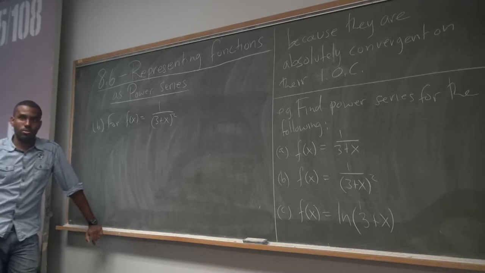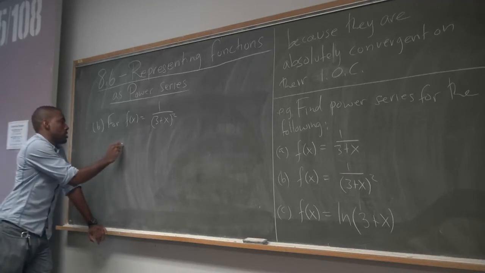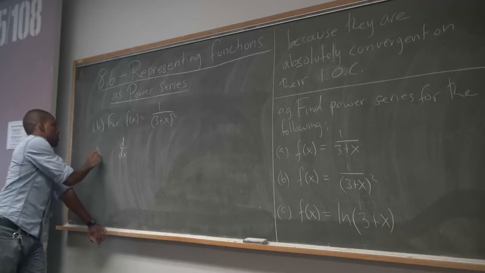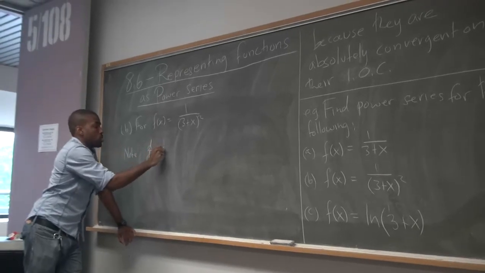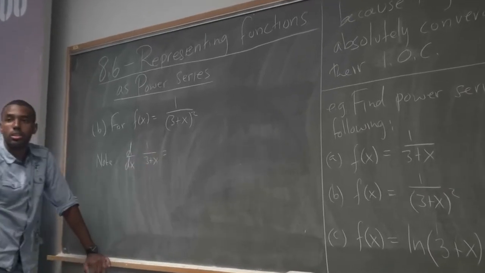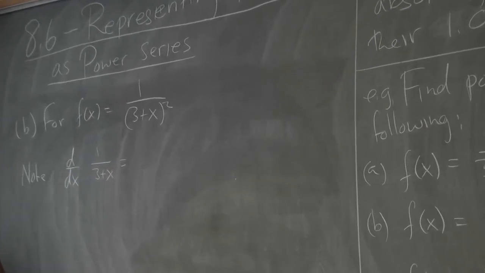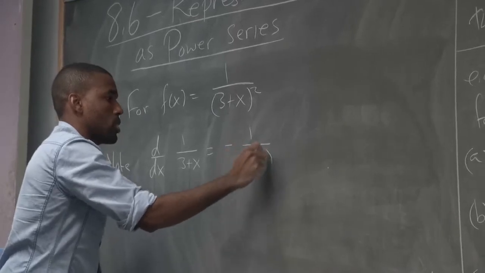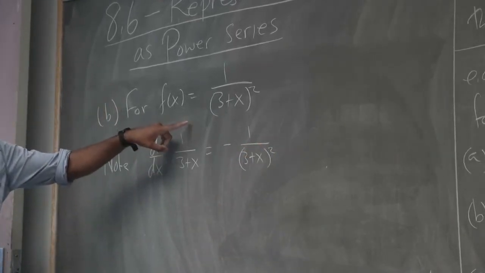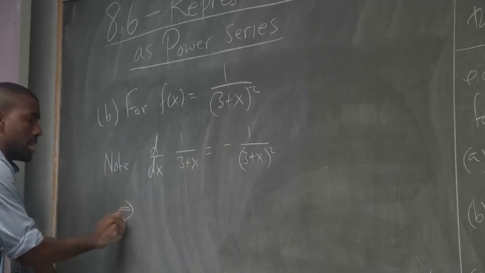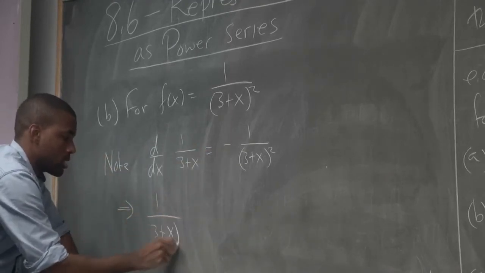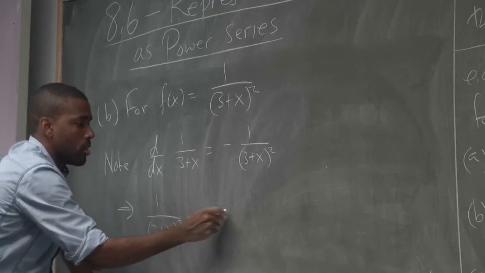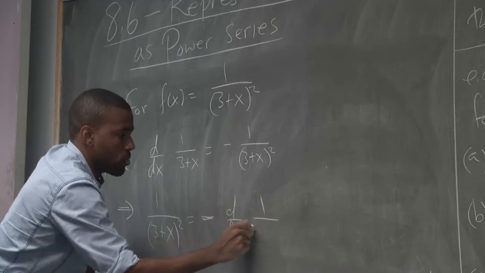Think calculus. Derivative. How do the derivatives represent each other? If you take the derivative, note, the derivative of 1 over 3 plus x is equal to what? Minus 1 over 3 plus x squared, because this is 3 plus x to the minus 1, and you bring the negative down. In other words, 1 over 3 plus x squared is actually equal to the negative of the derivative of 1 over 3 plus x.